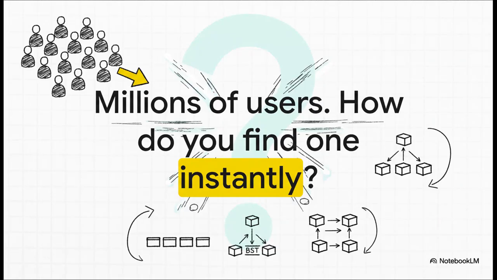So, picture this. You're building the next big thing. You've got millions of users. When someone logs in, they want their profile to just appear. They're not going to wait around while your system digs through mountains of data. And that's our core challenge, right? How do we build for speed when we're dealing with massive scale?